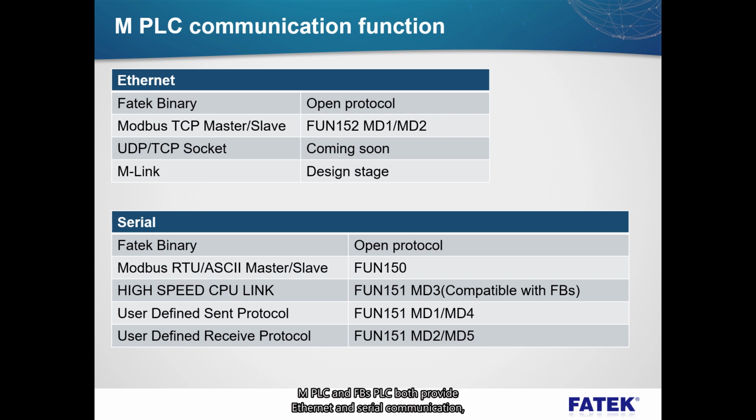MPLC and FB's PLC both provide Ethernet and serial communication. However, MPLC specifically distinguishes their use by introducing different ladder instructions. For example, for Modbus communication, we use function 152 for Ethernet communication, yet we use function 150 for serial 1.